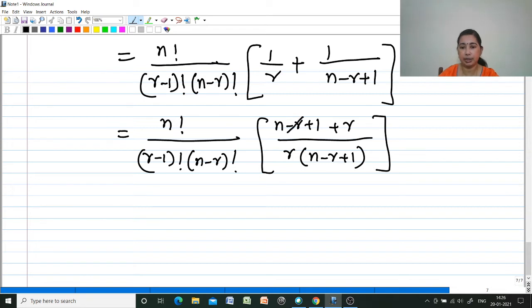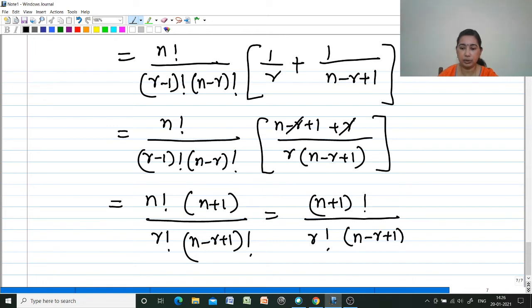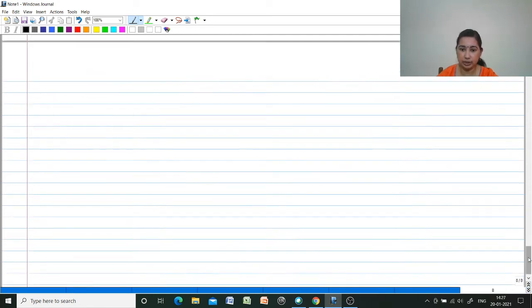Now, in the numerator minus r and plus r getting cancelled, remaining we are getting n factorial into (n plus 1) divided by (r minus 1) factorial into r is r factorial, and (n minus r) factorial into (n minus r plus 1) is (n minus r plus 1) factorial. Now we can see the numerator is (n plus 1) factorial, because n factorial into (n plus 1) is (n plus 1) factorial, divided by r factorial into (n minus r plus 1) factorial. This is the LHS. Now we can move on to the RHS and check whether the results are same.